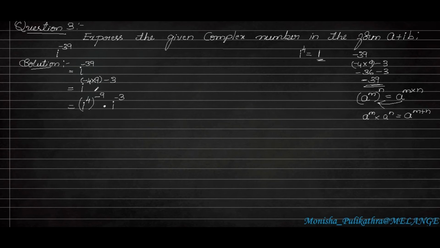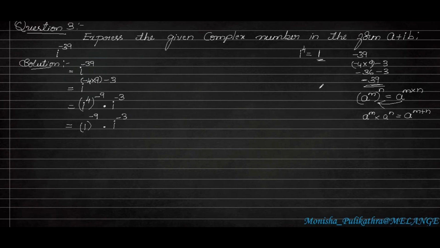So this whole equation is in the form of a to the power of m plus n. Here it is minus, m plus n. So we can split it as a to the power of m, a to the power of n. Okay. So now we know that i⁴ is equal to 1. So this will become 1 to the power of minus 9 into i to the power of minus 3.